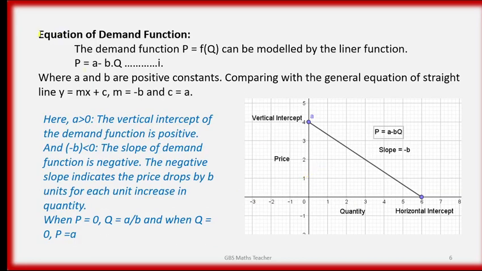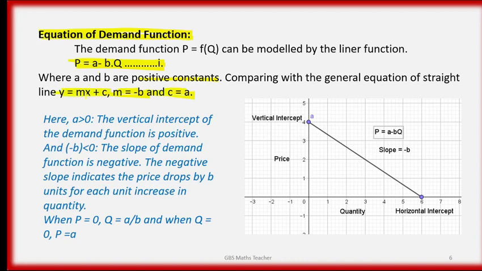Now we have to move to the equation of demand function, my dear students. The demand function p equals f of q can be modeled by the linear function p equals a minus bq. I have expressed that to you. The price equals a minus b times q, where a and b are positive constants, and comparing with the general equation of the straight line y equals mx plus c, the slope is minus b and the constant is a. You are familiar with this equation.